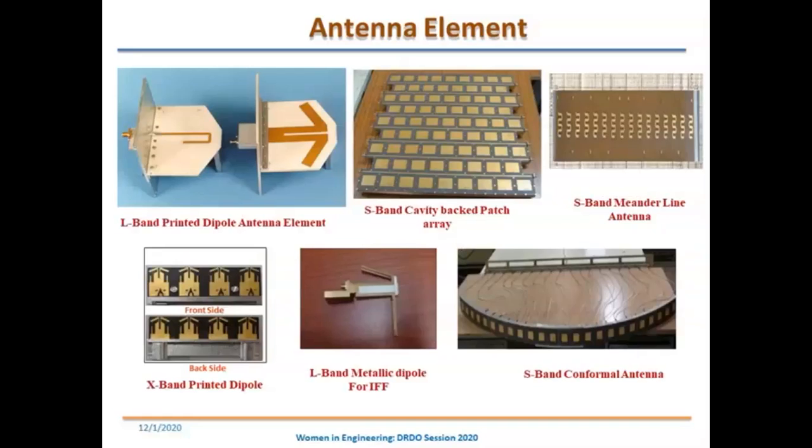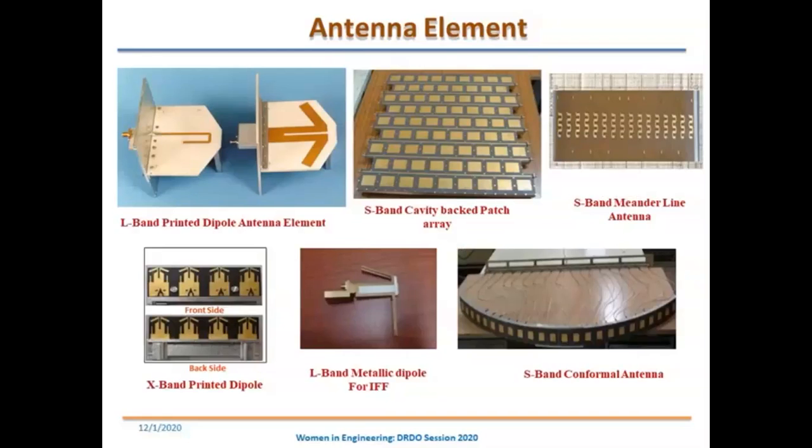radars. This is a typical printed dipole, and this is a cavity-backed patch array for most of our ground-based radars. And this is a meander line antenna. This is also a printed antenna. This is a dipole at X-band. This is an L-band metallic dipole for IFF.